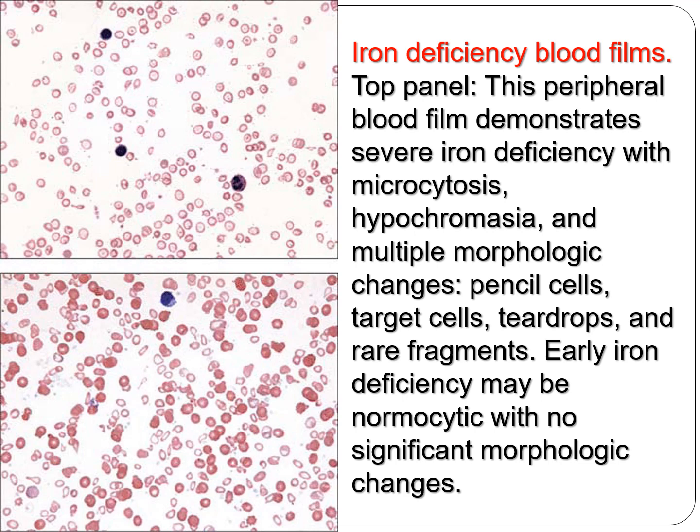So, based on the peripheral blood smear, iron deficiency shows microcytosis, hypochromasia, and multiple morphologic changes such as pencil cells, target cells, teardrops or dacryocytes, and rare fragments or the presence of schistocytes. Early iron deficiency may be normocytic with no significant morphologic changes.